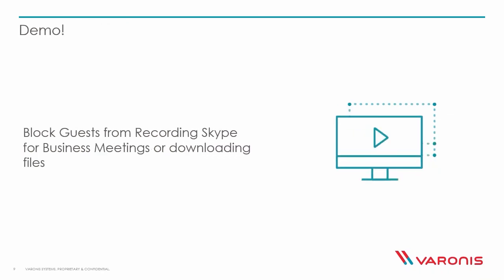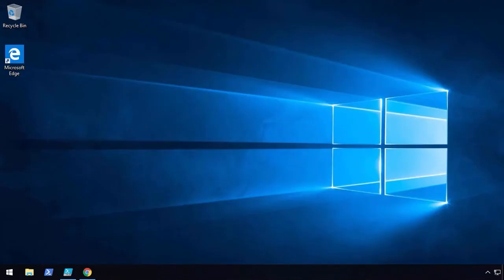Now let's go to the demo environment and learn how to block guests from recording Skype for Business meeting or downloading files by creating a custom conferencing policy with PowerShell. We are now in the lab environment, so let's learn how to block guests from recording Skype for Business meetings, downloading file, and taking control.